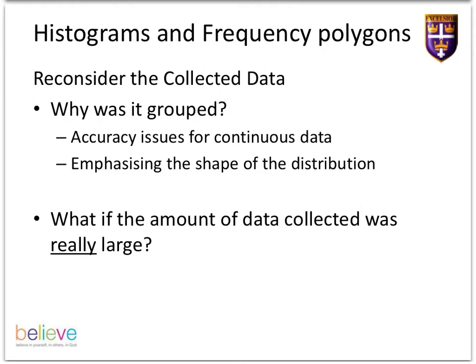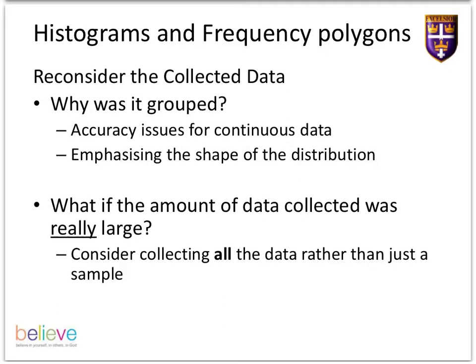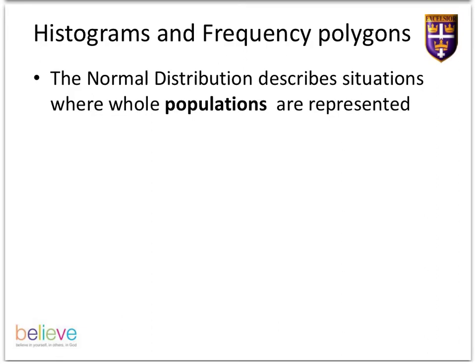But the next question, I suppose, is what if I collected loads and loads of data? What if I really went crazy and collected millions and billions of bits of data? What would happen then? Would I still have the same considerations? Imagine for a particular situation, instead of taking a sample, I decide to collect all of the data. For me, I like to think of the normal distribution as something that describes whole populations. Every single bit of data is included.